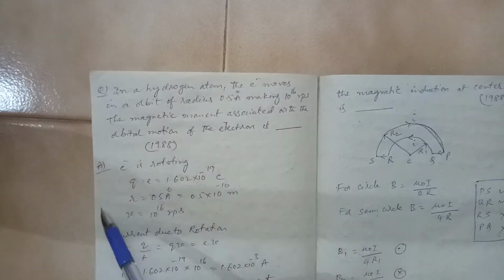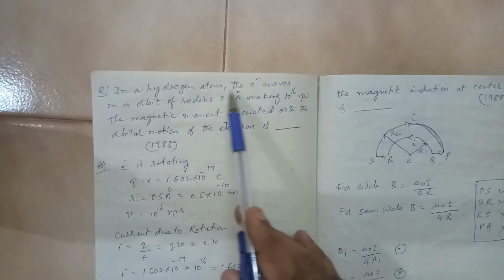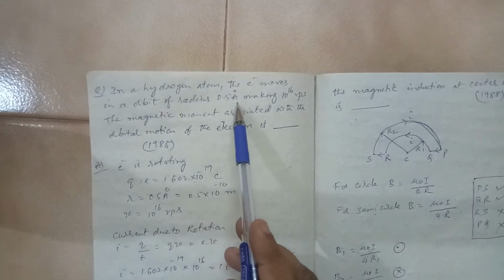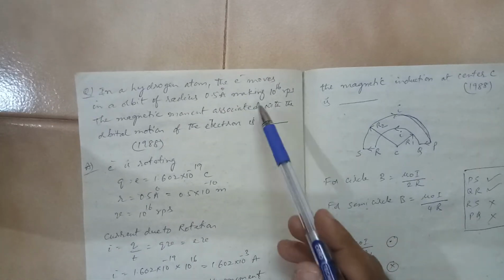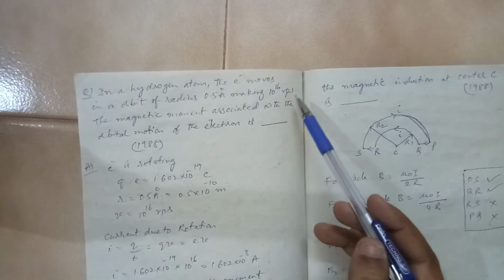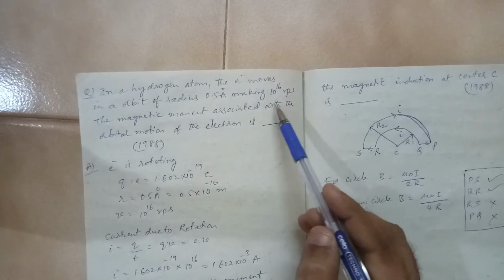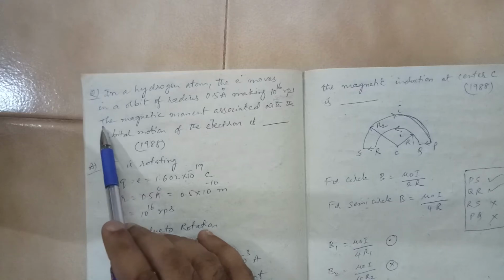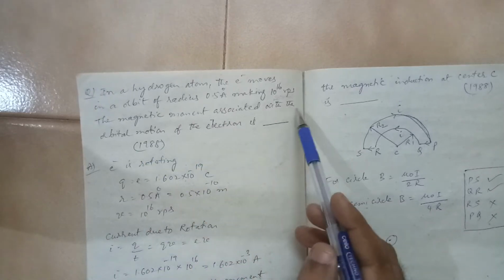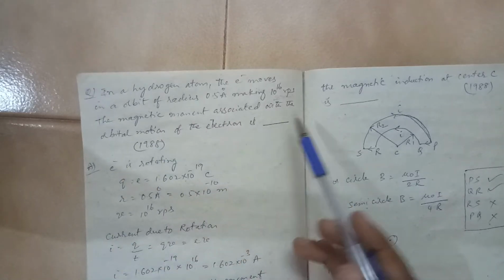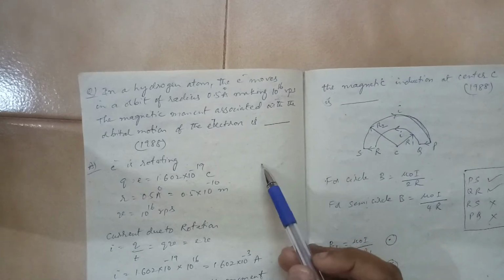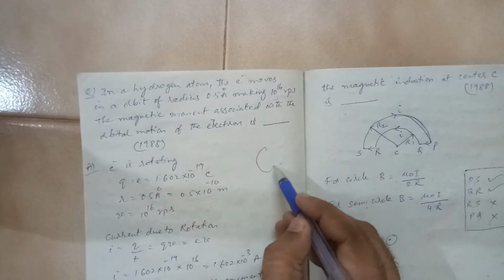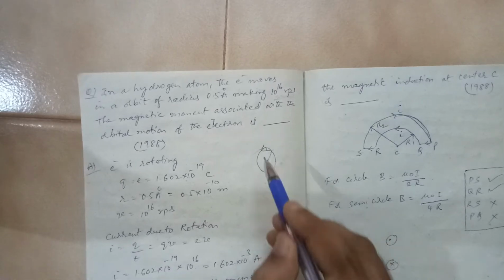In a hydrogen atom, the electron moves in an orbit of radius 0.5 angstrom, making 10 power 16 rotations per second. What is this? Frequency. Frequency is given. The magnetic moment associated with the orbital motion of the electron is. So there is an electron which is rotating in the form of a circle.